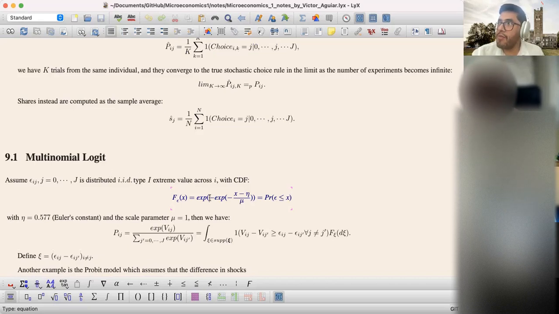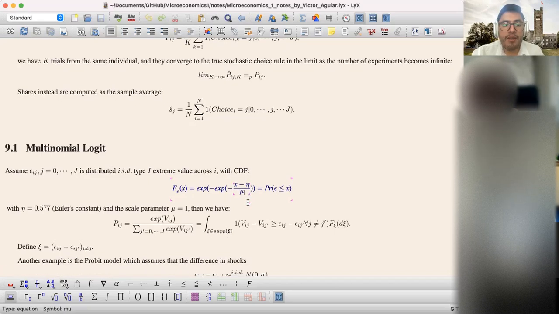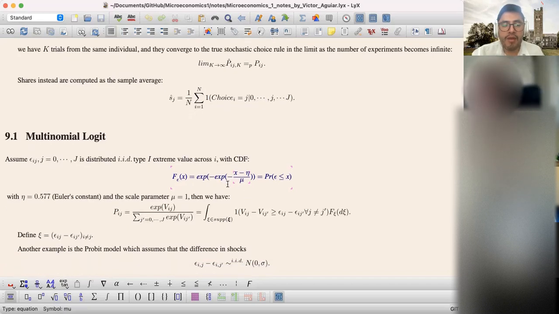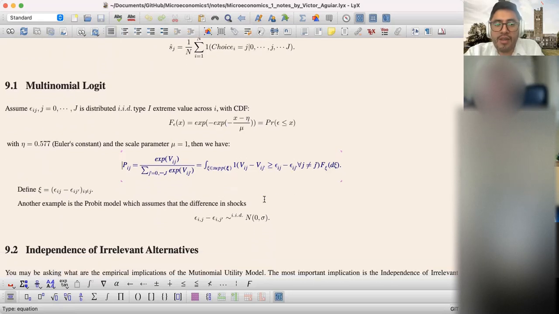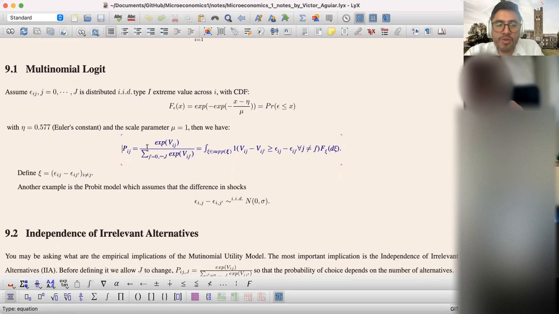And essentially, this is a double exponential distribution where you have two parameters, the eta and the mu, right? And in particular, we're just going to play with this eta. We're going to fix it to something called the Euler constant. And then we're going to fix the scale parameter to 1. So the two parameters are fixed. And once you have fixed them, essentially, we can compute this probability of choice according to this distribution, the type 1 extreme value. And once I do it, it turns out that this will give you a closed form solution, okay?